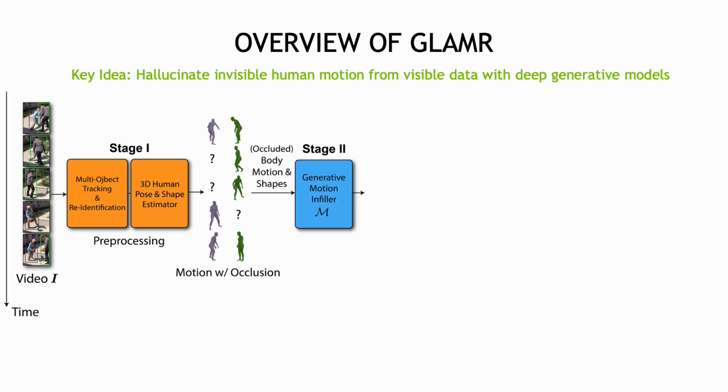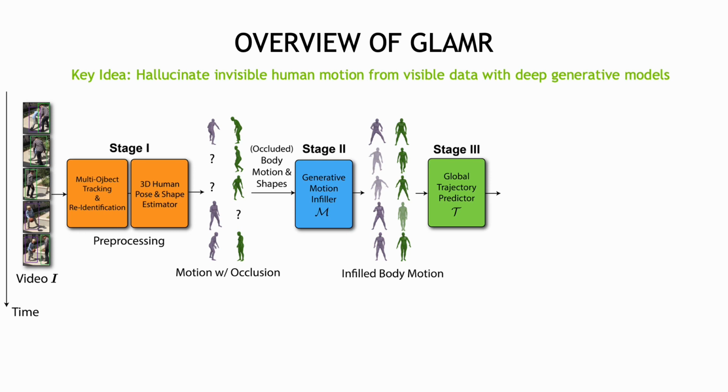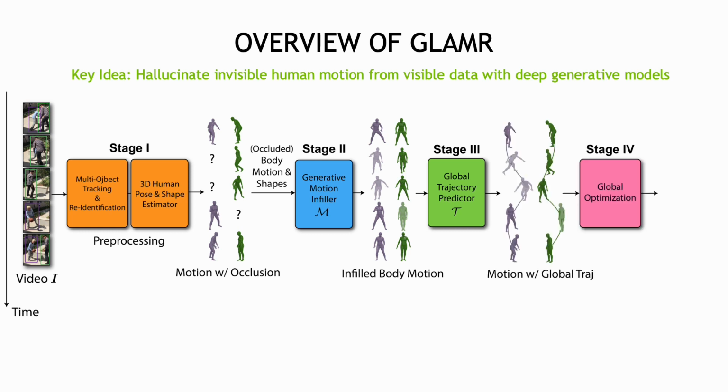In the next stage, we propose to learn a generative motion filler to hallucinate occluded body motions to obtain occlusion-free body motions. Next, we propose to learn a global trajectory predictor that infers the global root translations and rotations of each person from their local body movements. Finally, we propose a global optimization framework that jointly refines the global trajectory of each person to match the video evidence such as 2D key points.